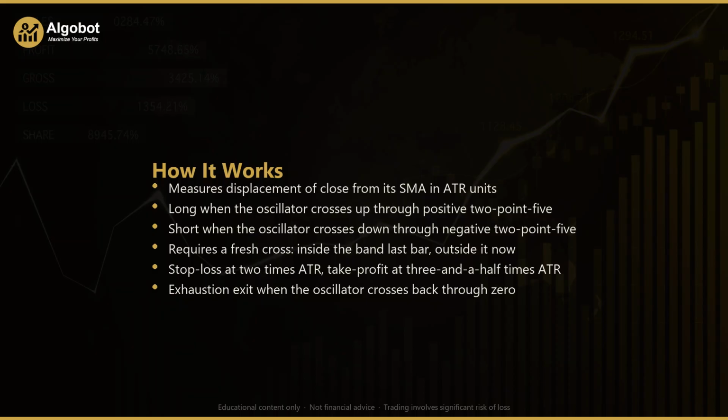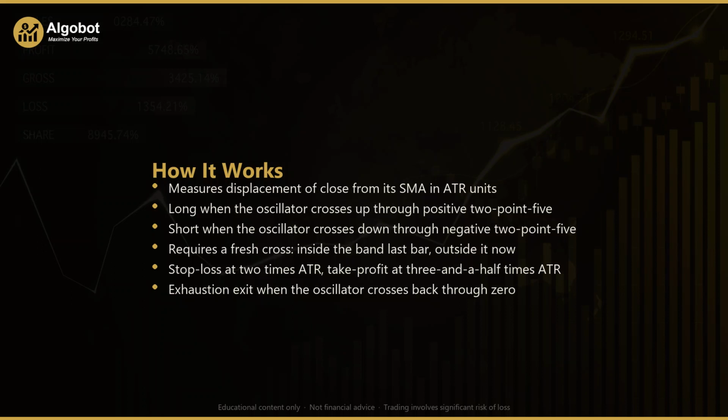When a long entry signals, the expert advisor places a market buy. It sets the stop loss 2 times the ATR below entry, and the take profit 3.5 times the ATR above entry. A short does the reverse, with the stop above and the target below. Because both distances scale with the current ATR, the trade automatically breathes with volatility. That gives a reward-to-risk profile of roughly 1.75 to 1 on the fixed targets.